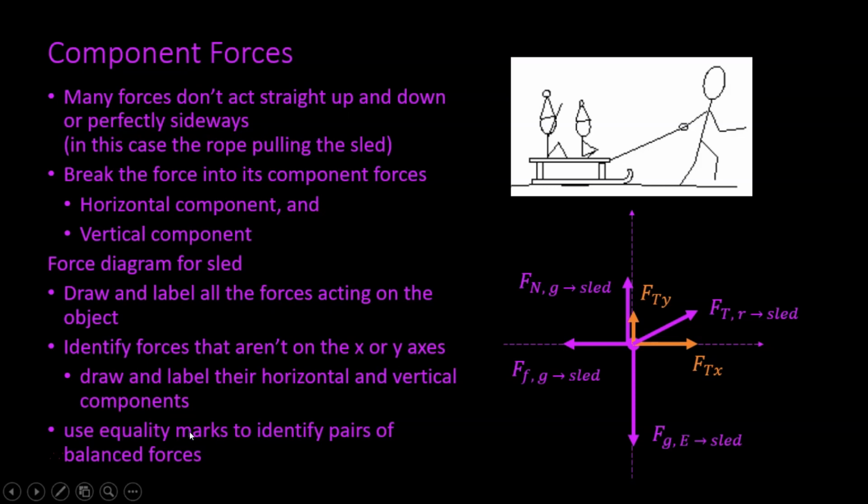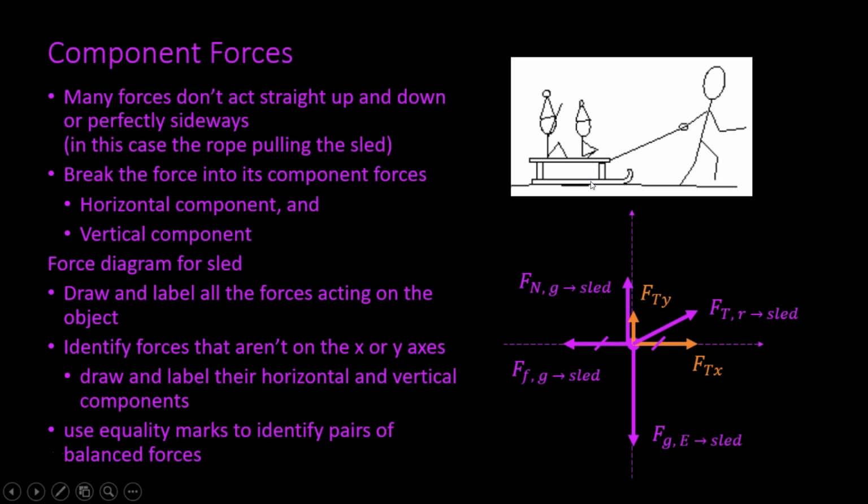Finally, I'm going to use equality marks to identify pairs of balanced forces. Now, this sled is moving at constant velocity, so I know these horizontal forces need to be balanced, so I'm going to go ahead and put in my equality marks to show that the X component of the tension force is balanced with the friction force. That means that these two forces are equal in strength, they're just pointing in opposite directions.